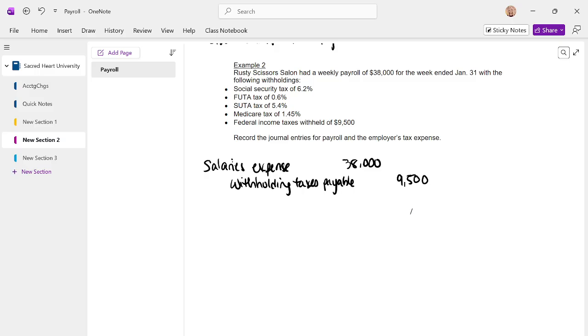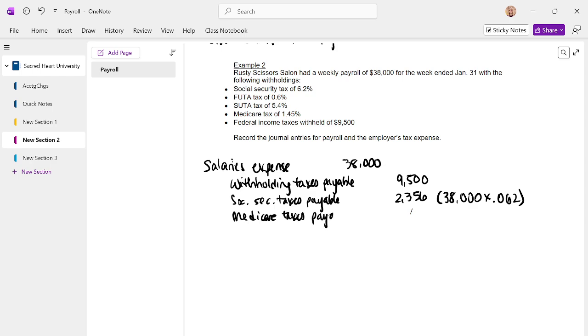And we need to look at this information and know what else we are going to withhold. Let's withhold the Social Security taxes payable, 6.2% of the total payroll. And that works out to be $2,356. We need to withhold Medicare taxes. And that works out to be $551. And that's it. That's all we have to withhold.